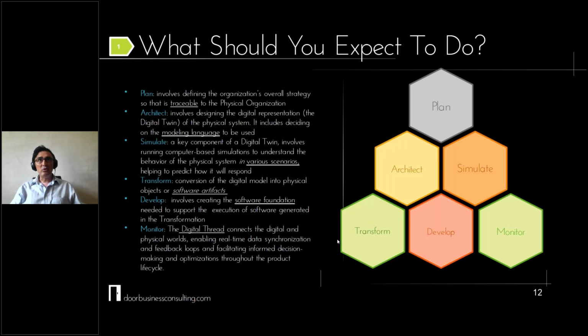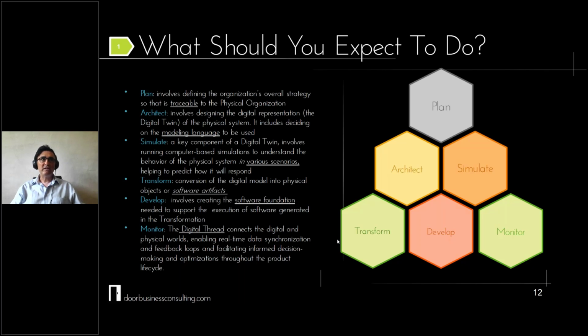Now, what is it that we can do with such a model? There are different activities that we need to think about, such as plan, architect, simulate, transform, develop, and monitor. And those activities are performed by different people in different moments. But what is important is that all those activities are performed against the so-called ASOT, the authoritative source of truth, so that we have a single traceability between the original creation of the model and its implementation as a physical organization.